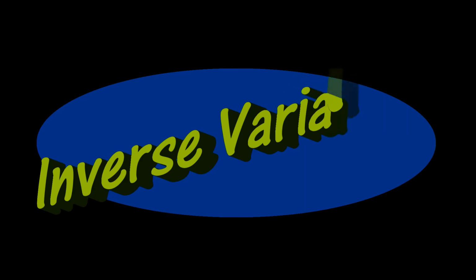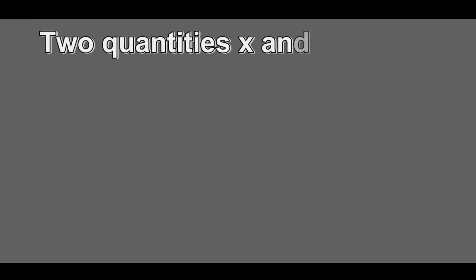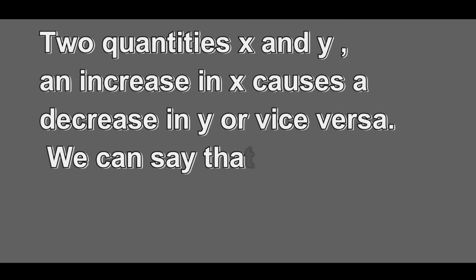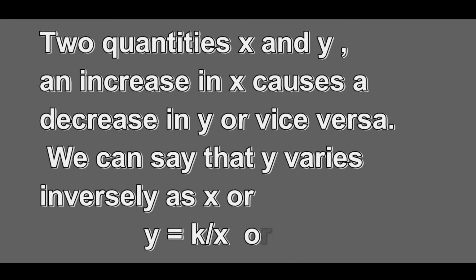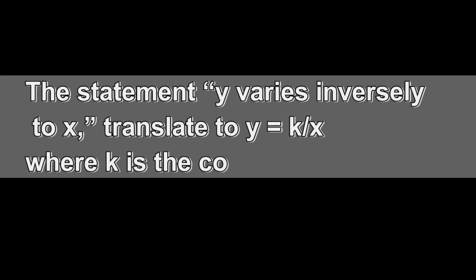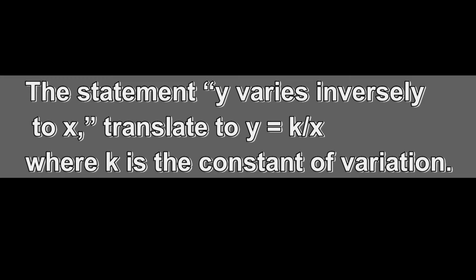So now, let's proceed to inverse variation. Given two quantities x and y, an increase in x causes a decrease in y or vice versa. We can say that y varies inversely as x, or y equals k divided by x. The statement y varies inversely as x translates to y equals k divided by x, where k is the constant of variation.